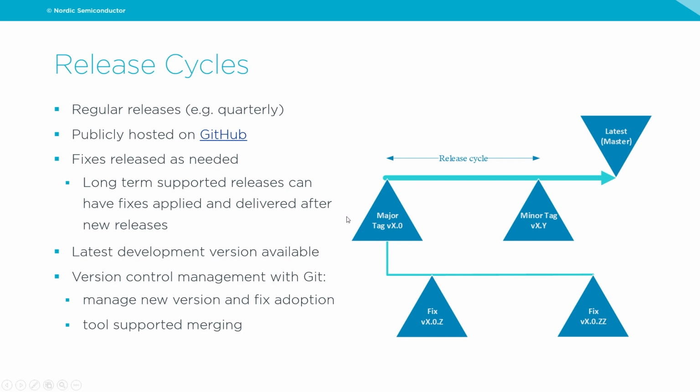So you have the major tag, and then if you have a new release afterwards, so the minor tag, what will happen sometimes is that you'll have a fixed release, so X0Z, that might come out after the minor tag has already been out, for example. I think the main thing there is, we do take bug fixes very seriously, and we want high quality code for you developers. The latest development version is also available, so that is the master branch.